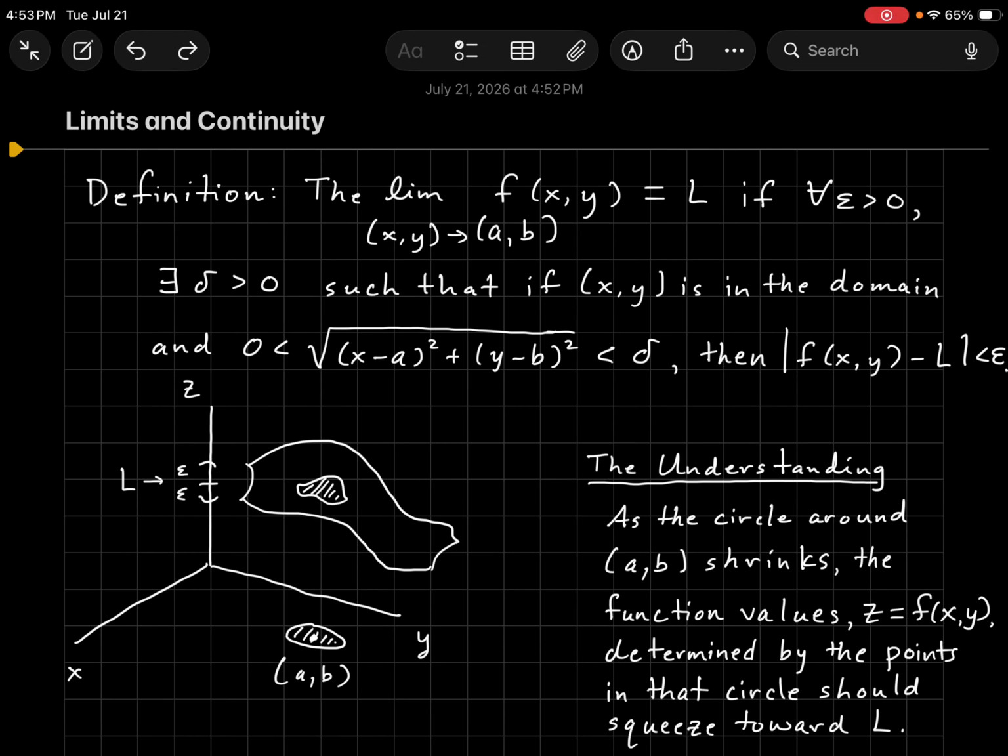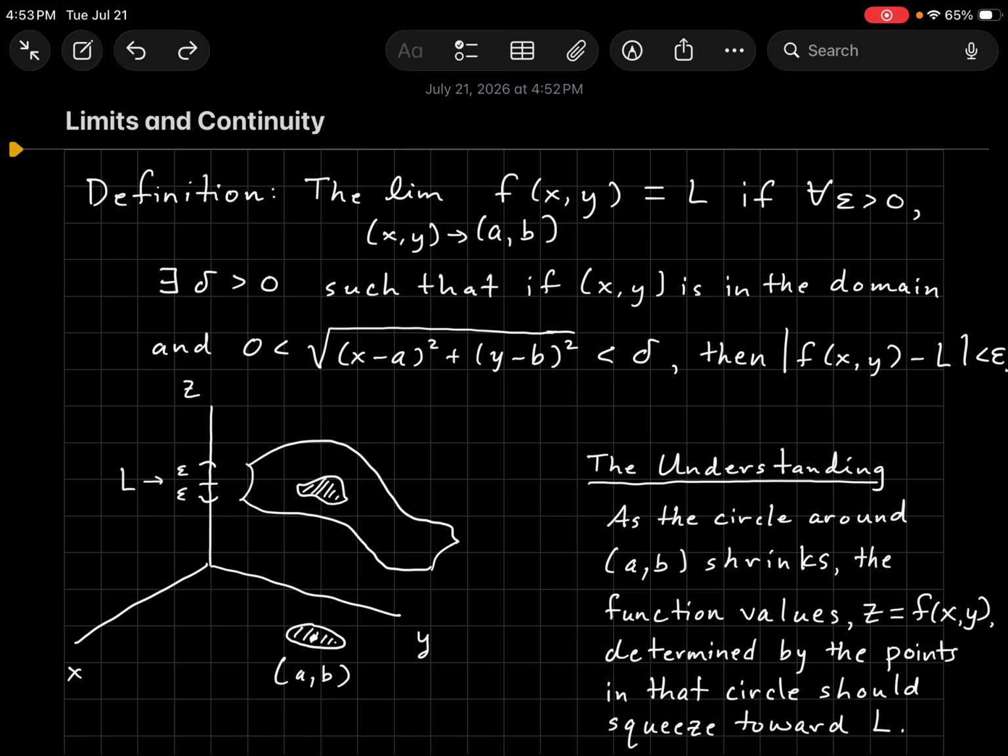Limits and continuity. The limit as (x,y) goes to (a,b) of f(x,y) equals a value L if, for any epsilon greater than 0, there exists a delta greater than 0 such that if (x,y) is in the domain and 0 is less than the square root of (x minus a) squared plus (y minus b) squared, which is less than delta, then the absolute value of f(x,y) minus L is less than epsilon.